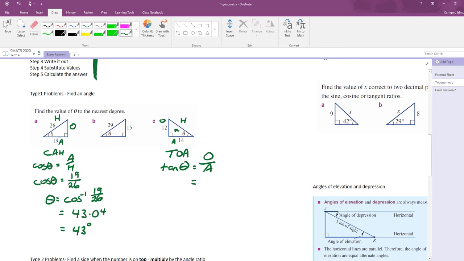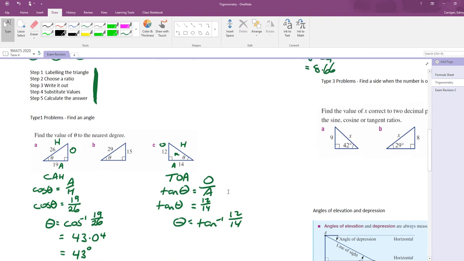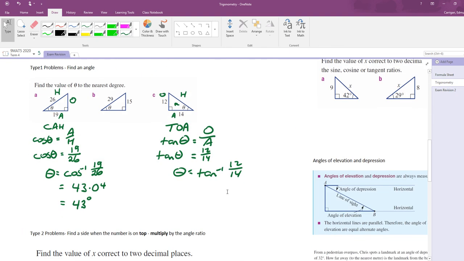I'm going to substitute in. Tan theta equals 12 on 14. Theta equals tan minus 1 of 12 on 14. Again, if I'm trying to find that in my calculator, to get tan minus 1, I need second function, and then that will give me this thing here, tan minus 1. So I push the tan button. It will come up on my calculator. I should be able to read it, tan minus 1, if I've pushed the right buttons.